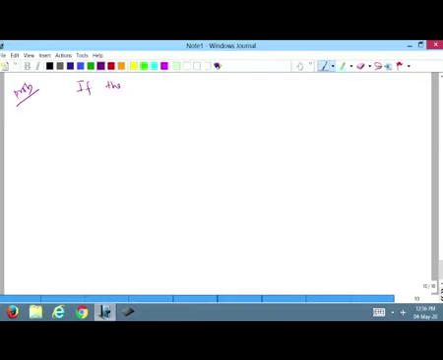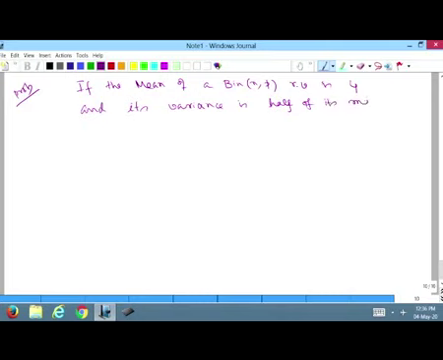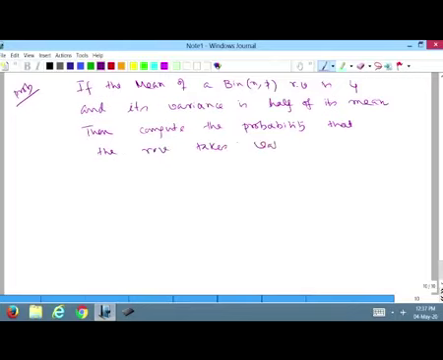If the mean of a binomial random variable is 4 and its variance is half of its mean, then compute the probability that the random variable takes value greater than or equal to 2.